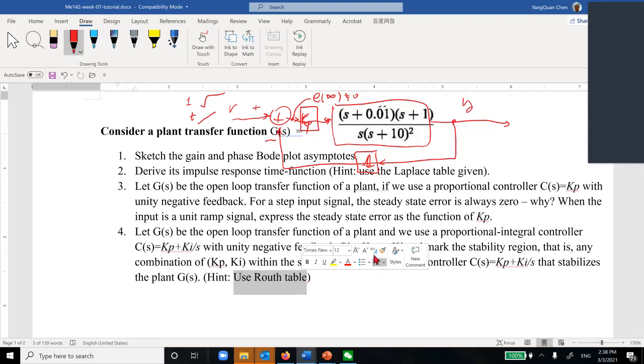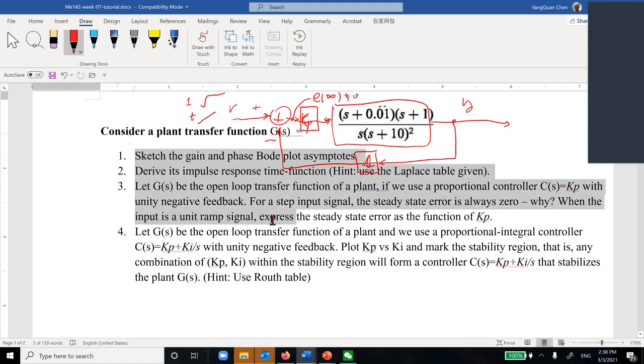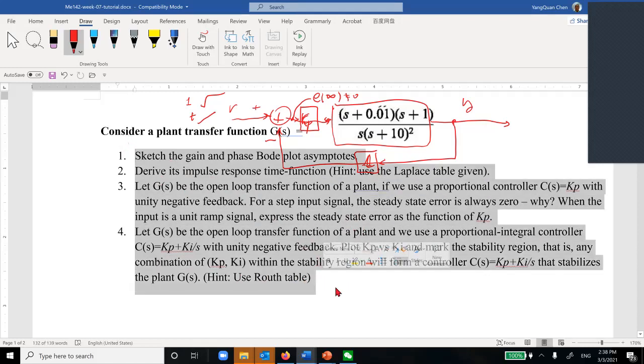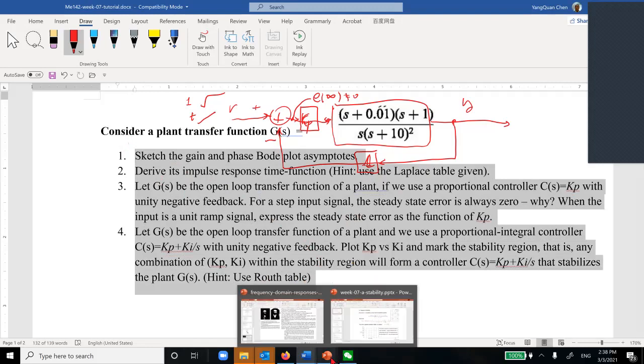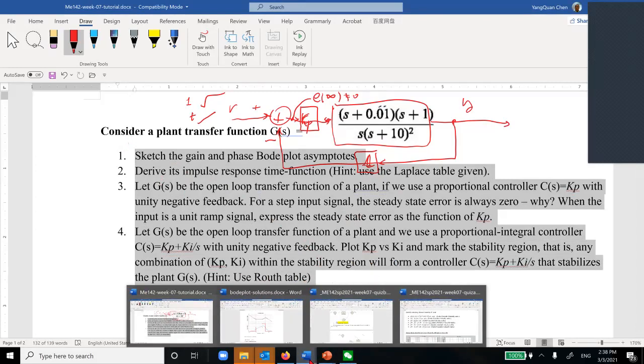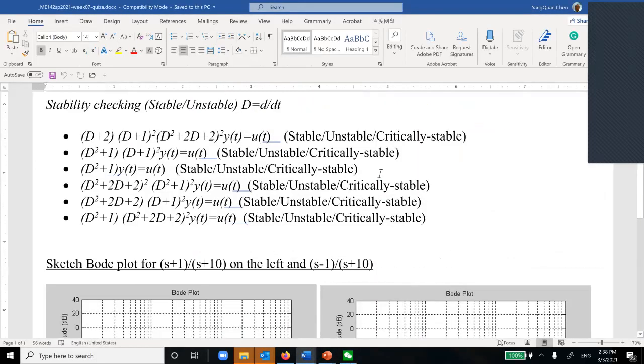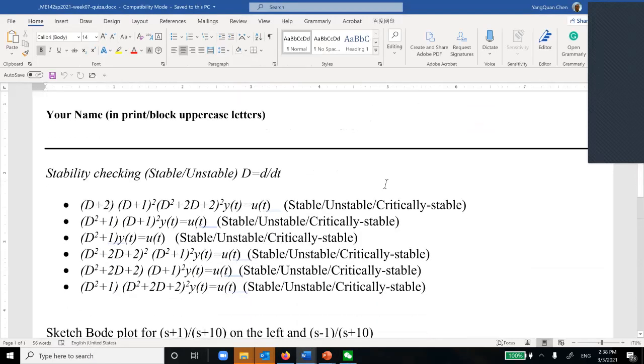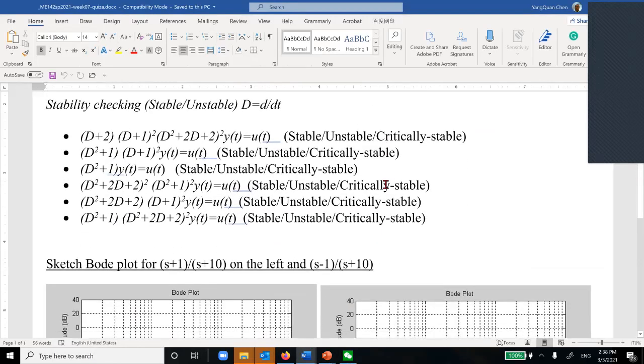Then you need to learn how to use the Routh table, okay? How to use the Routh table. What's that? We're going to learn next time, okay? Just giving you a preview. These are considered very fundamental skills. If you cannot do that, you probably should not do a PhD. Let's give you an appreciation of how fundamental these things are. So with that said, let's go back to today's quiz.